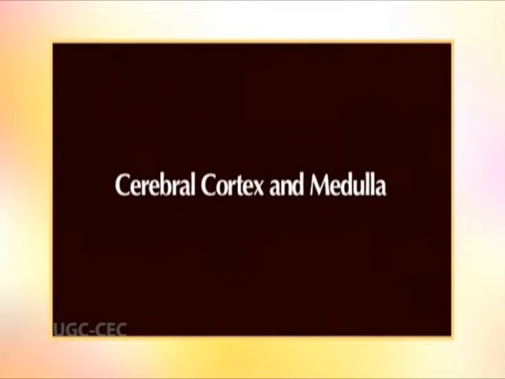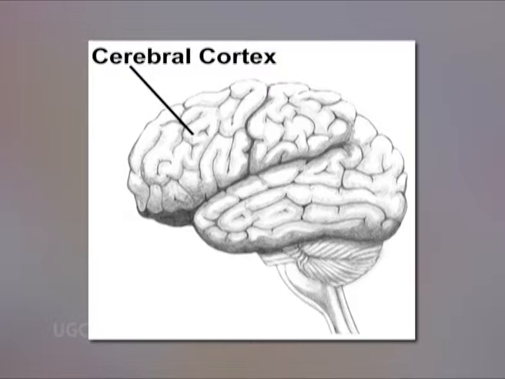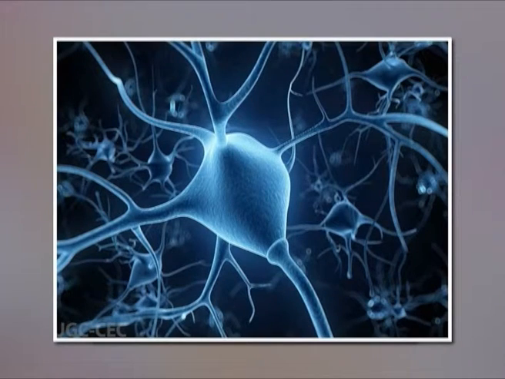Now the third part, cerebral cortex and medulla. Grey matter forms 2 to 4 millimeter thick outer cortex of the cerebrum called cerebral cortex. It is made up of 6 layers having 10 billion pyramidal, granular and spindle neurons, which constitute about 10% of the total neurons of the brain.